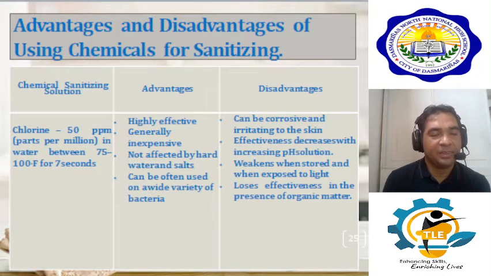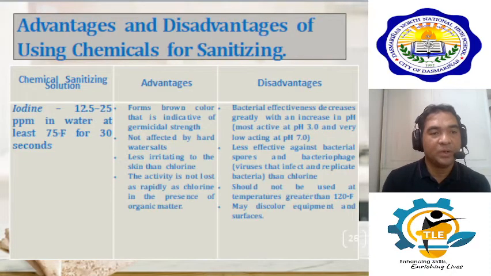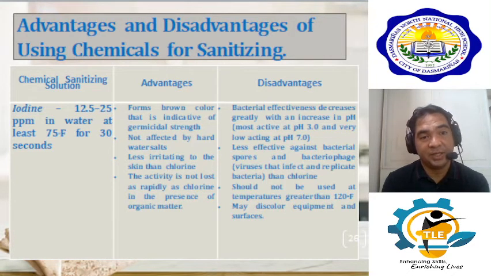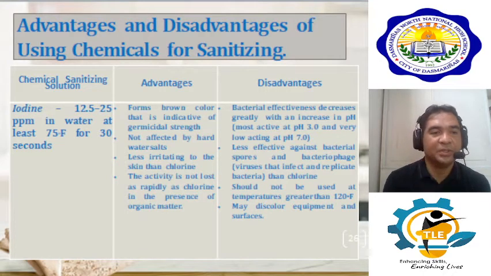Okay, next one is iodine. Okay, so 12.5 to 25 parts per million in water at least 75 degrees for 30 seconds. Okay, you're going to soak your utensils here for 30 seconds.